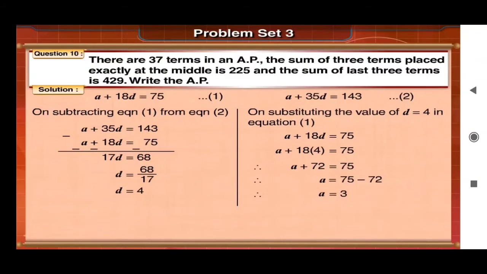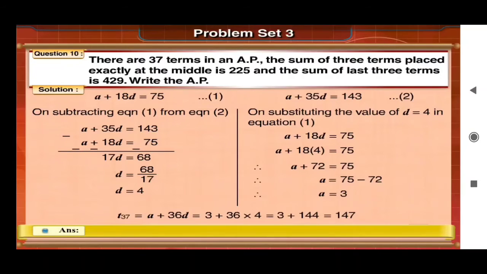And the last term will be T37, which is equal to a plus 36d. So that is equal to 3 plus 36 into 4, which is equal to 3 plus 144, that is equal to 147. So the answer, the required arithmetic progression is 3, 7, 11, and so on, up to 147.